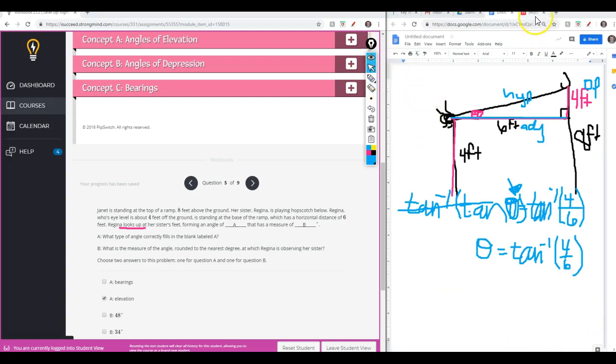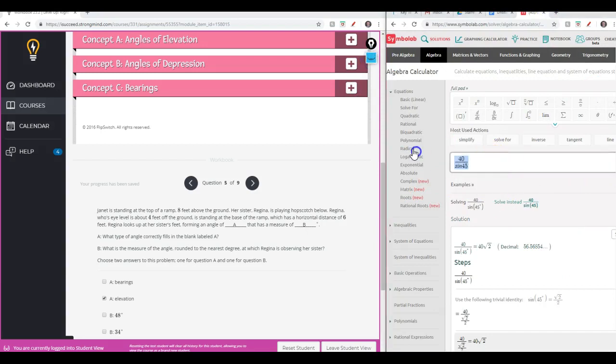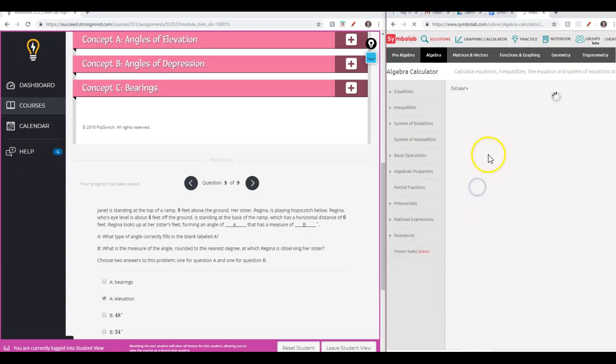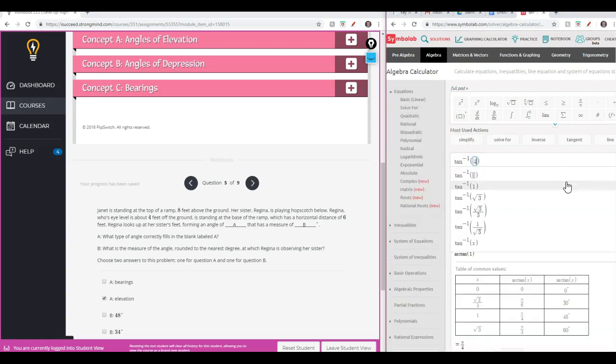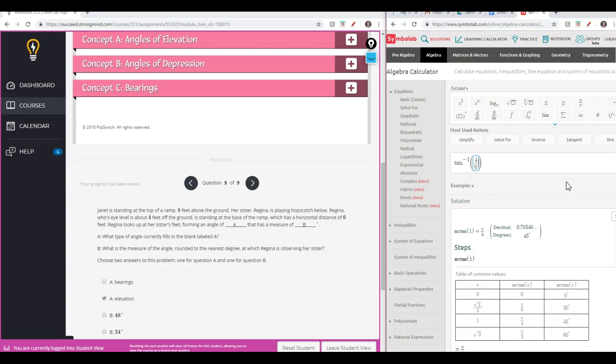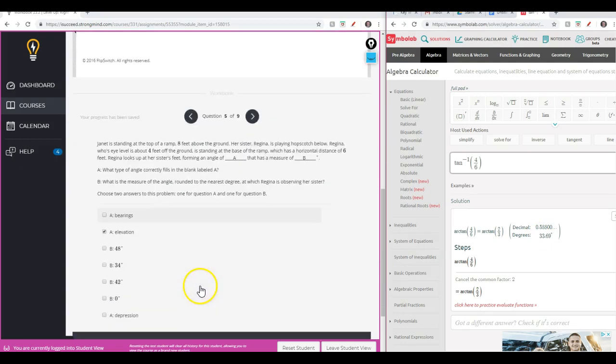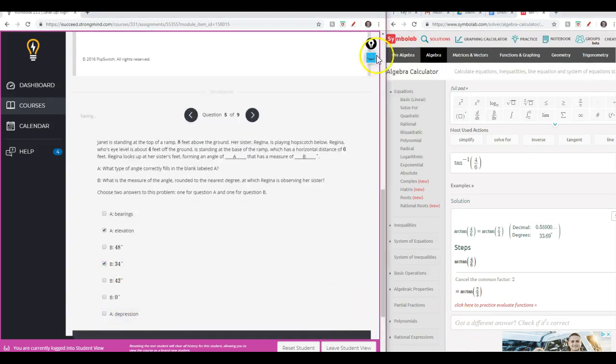So now we can jump over to our calculator, and we have tangent inverse. Tangent inverse, I do want that one. Not of 1 though, we want it of 4 divided by 6. So in degrees, it's 33.69 degrees. And it says rounded to the nearest degree, so 33.69 is closer to 34 degrees than it is to 33 degrees. So we're going to be rounding this to 34 degrees.